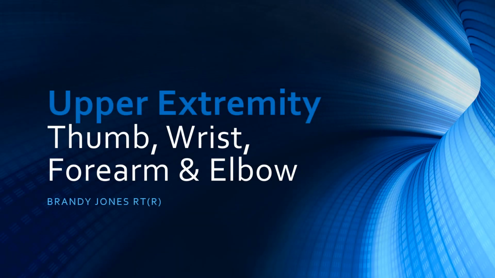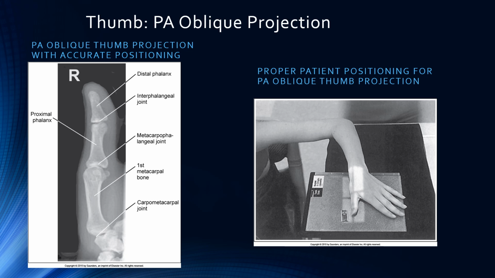Upper extremity: thumb, wrist, forearm, and elbow with Brandy Jones. Thumb, PA oblique projection. Here are two very nice images for proper positioning of the PA oblique thumb. Please take a look and review your anatomy.